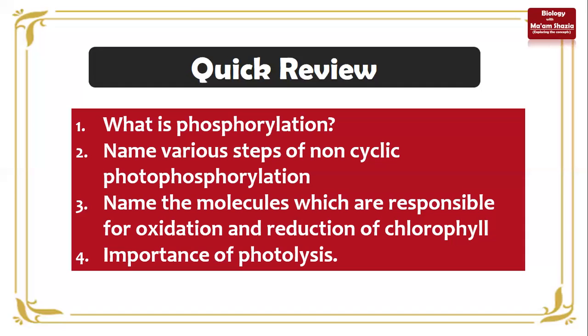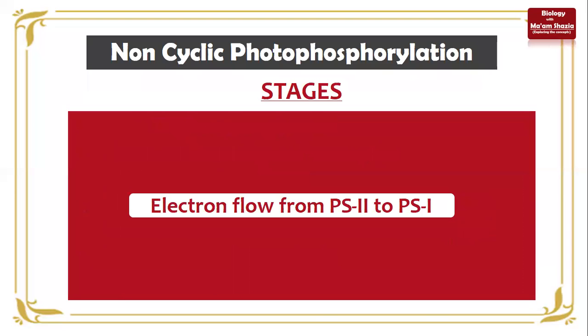So let's discuss today's topic, non-cyclic photophosphorylation. We have started this topic and completed two stages, and the topic is non-cyclic. It means the beginning and the end of the reactions are totally dissimilar. The electrons from photosystem 2 will reach photosystem 1. They will not come back to their own photosystem 2.